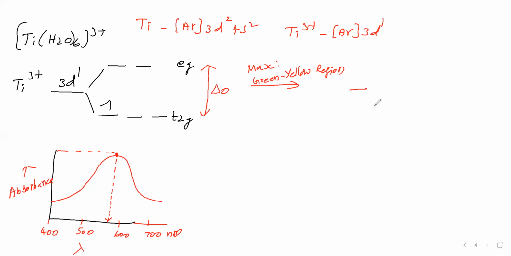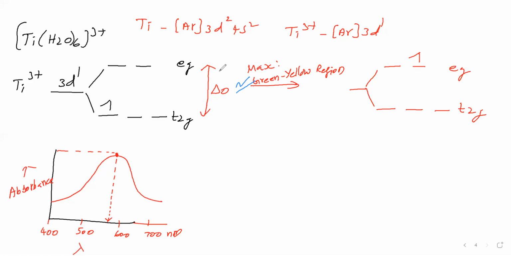Why has it absorbed? In order to go for excitation, where excitation means going to the eg set. That means this energy, this delta naught, is nearly equal to this photon energy. Therefore, this electron has absorbed a photon of so and so wavelength to the maximum extent.